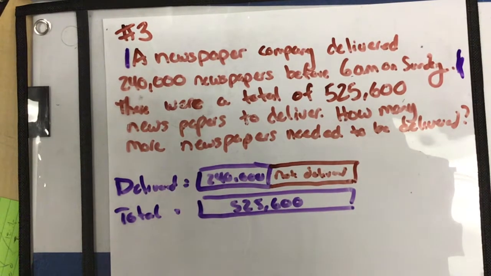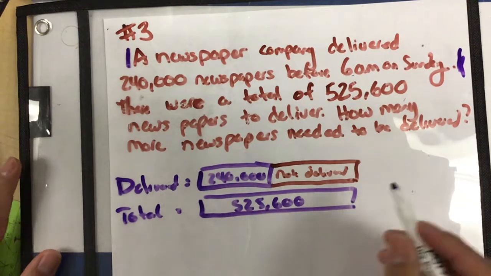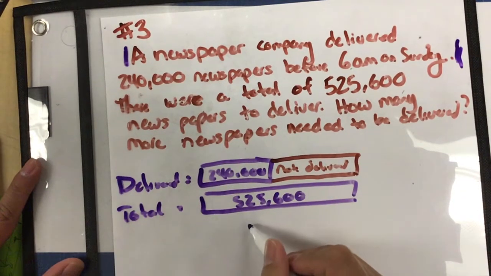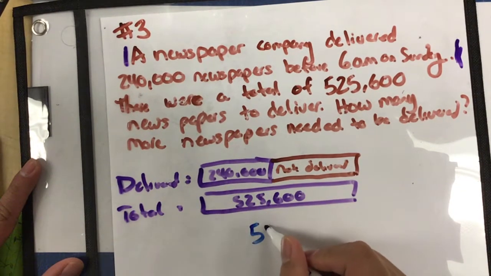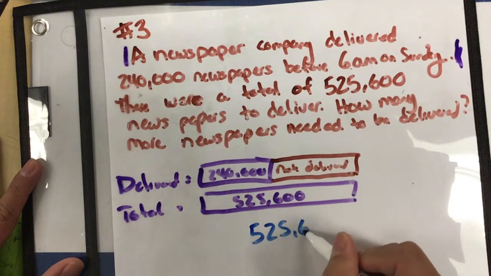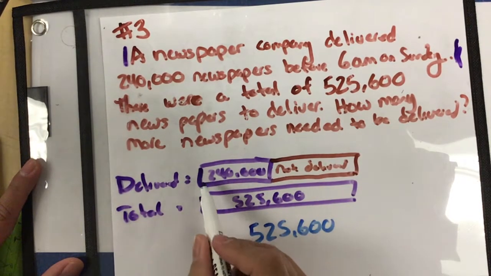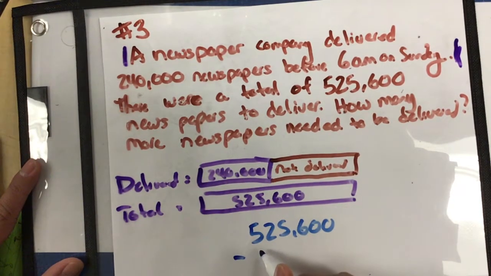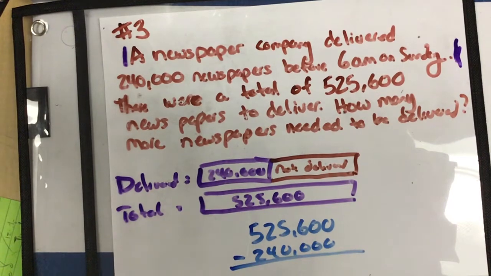Okay? So what can we do to figure out how many were not delivered yet and needed to be delivered? Well, we're going to take our total. So we have 525,600, and we're gonna take away how much was delivered. So 240,000. Okay, pause the video, see if you can do your subtraction, and come back once you're ready.